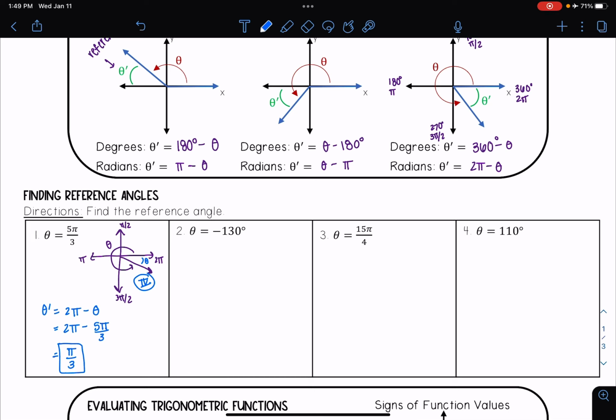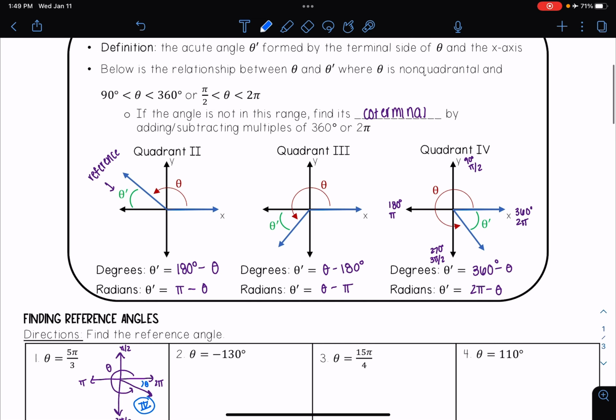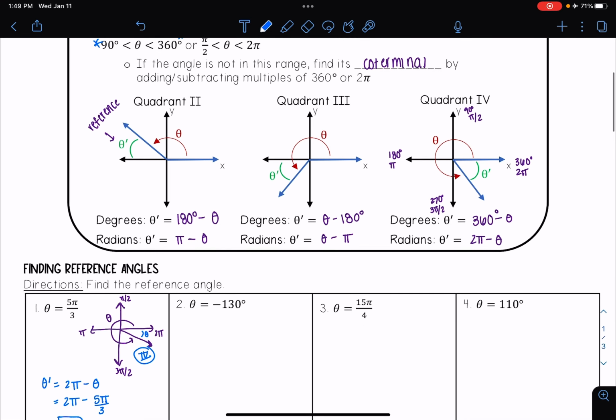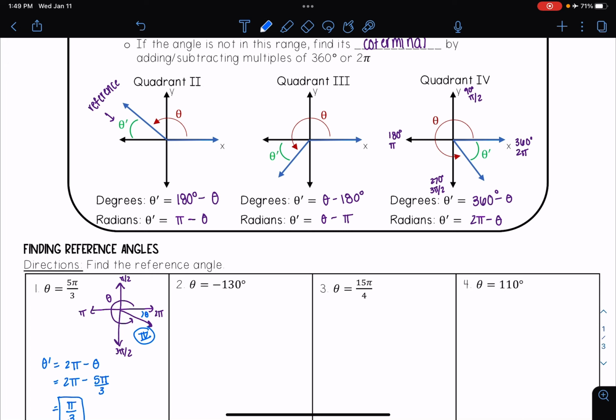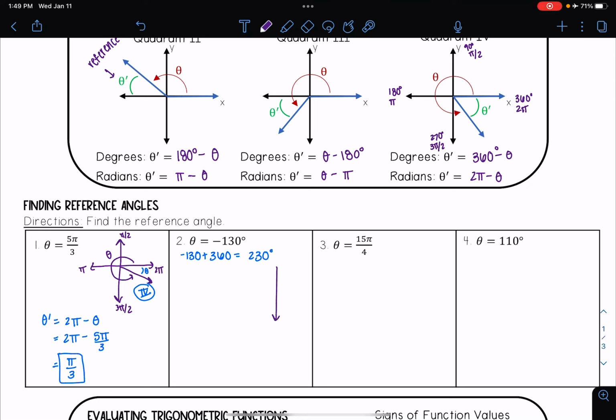Okay, let's look at this next one. I have negative 130 degrees. My problem with this one is that it is not between 90 degrees and 360 degrees. It is negative, so I need to find a coterminal angle. Since this is negative, I want to make it positive, so I can just add 360 to it. When I do that, I get 230 degrees.